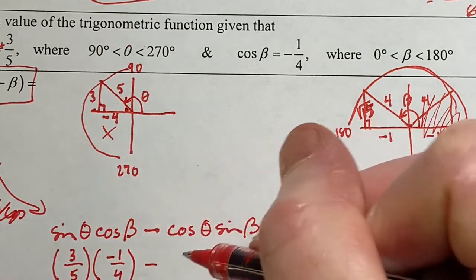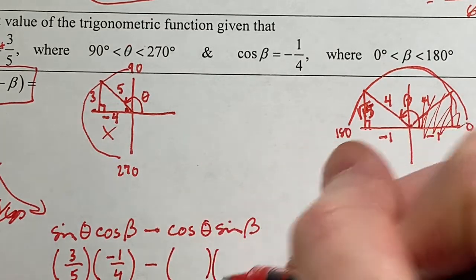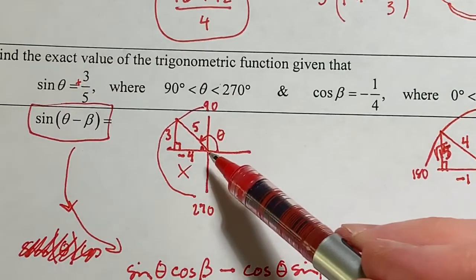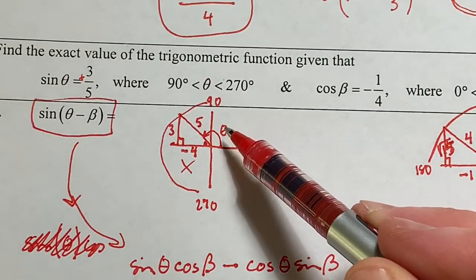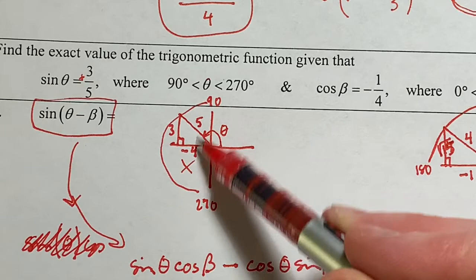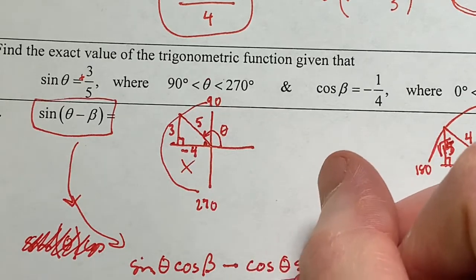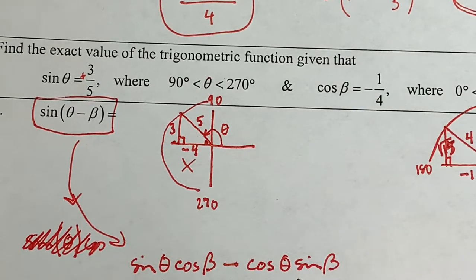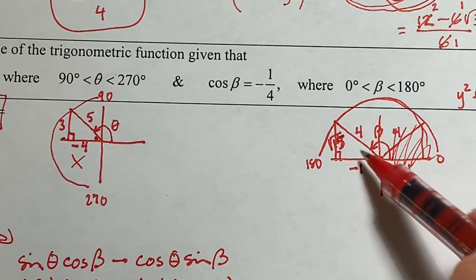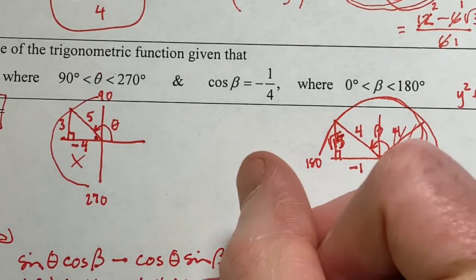You might ask, why did I do all this work then? Well, you did it for these two. What's the cosine of this theta? The cosine of it is the adjacent over hypotenuse, -4/5. And what's the sine of this beta? The sine of it is √15/4.